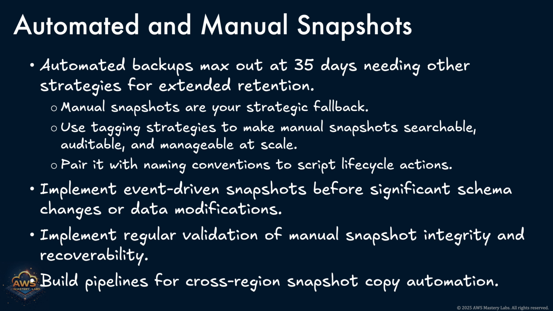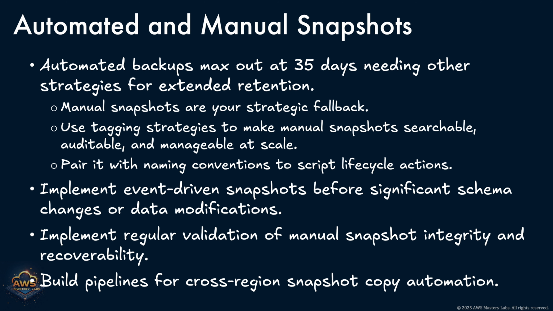Automated backups in RDS offer convenience, but they max out at 35 days of retention and are subject to AWS-managed lifecycles. For anything beyond that, like regulatory requirements or long-term rollback points, manual snapshots are your strategic fallback. But with freedom comes responsibility.